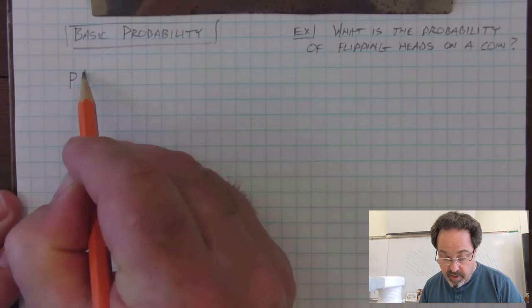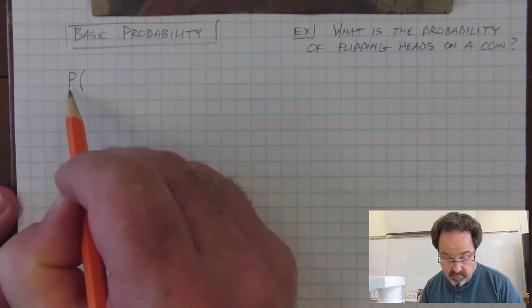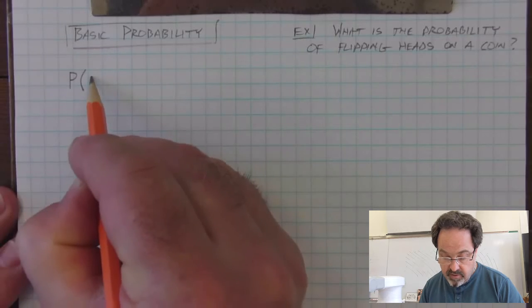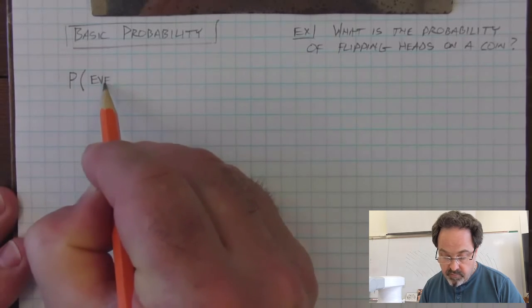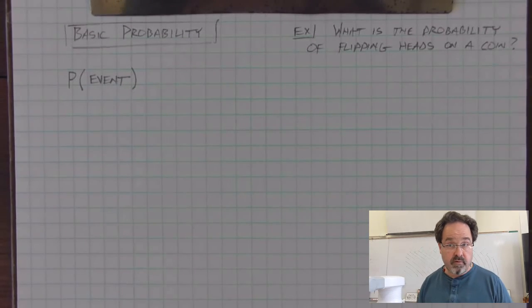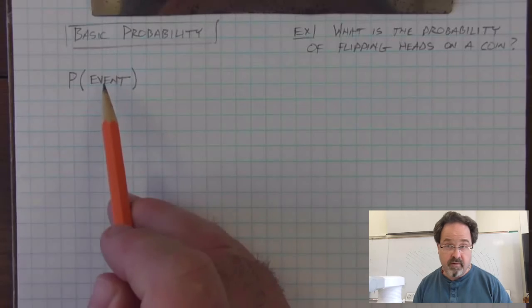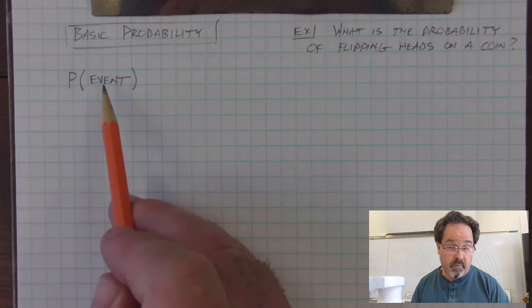Notation for asking a question for probability could be of this form. We use a P to stand for probability, and inside parentheses, we put the event that we're looking for, or that we would consider a successful outcome of the probability that we're analyzing. In this case, with the probability of flipping heads, we're looking for our event to be heads. The question is the probability of that heads as the outcome.